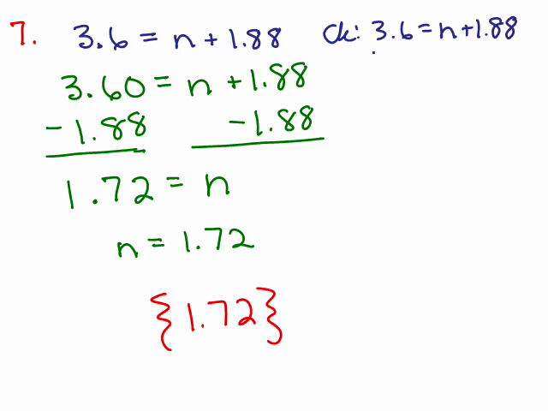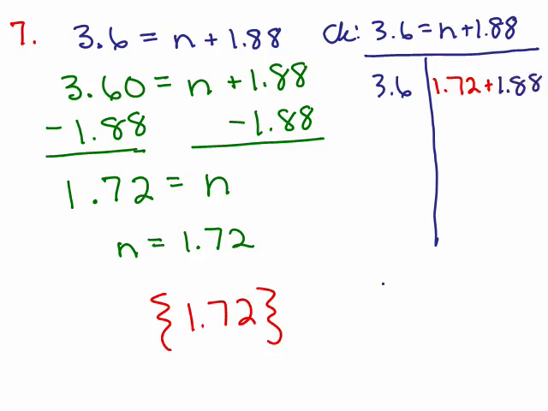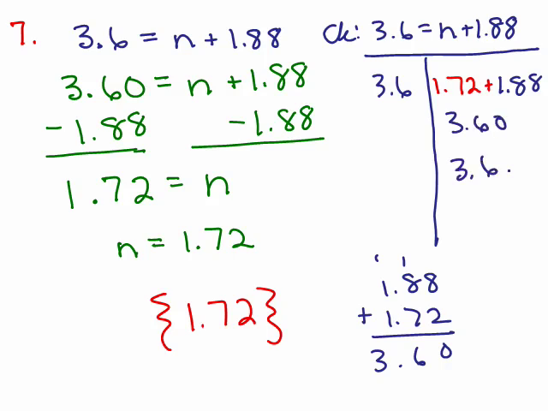Now let's check and make sure I did it correct. So on this side, we just got 3.6. That's the easy side. And over here, we're going to put in 1.72. So we're going to plug in for n 1.72 plus 1.88. Okay, let's just do that down here. 1.88 plus 1.72. Let's see, 0, carry the 1. 16, carry the 1. 3, which is 3.60. But 3.60 is the same thing as 3.6. So yes, you get the same answer on both sides.